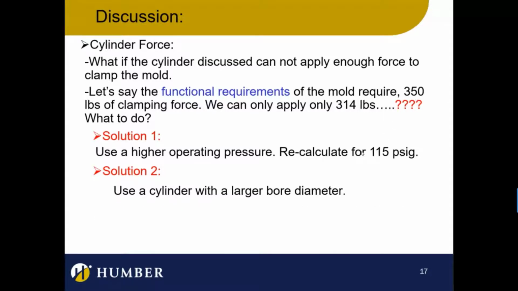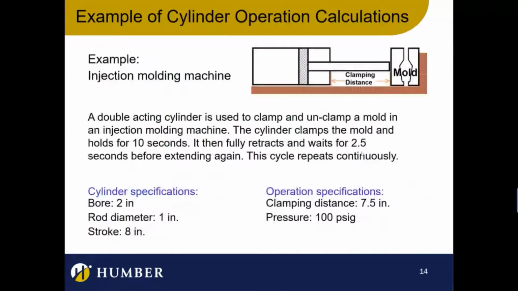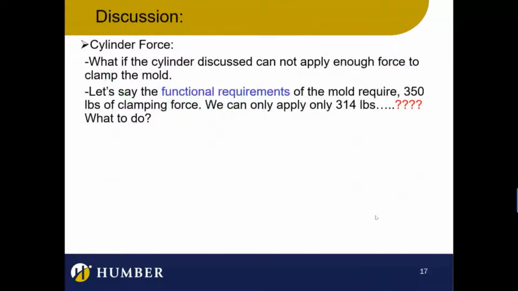But if I was stuck with only 100 psi, if that was my limit, absolutely, I would go out and get a 2 1/4. And guess what? If I had a 2 1/4, I'd probably be a little bit more than 350. So I might even lower the pressure a little bit. Or maybe if I had a 2.5 inch cylinder in my stock, I would use it, and then decrease the pressure so that it would meet exactly 350. And you guys know how to do that math because we did that in week 2.